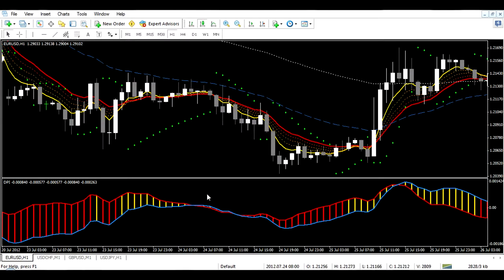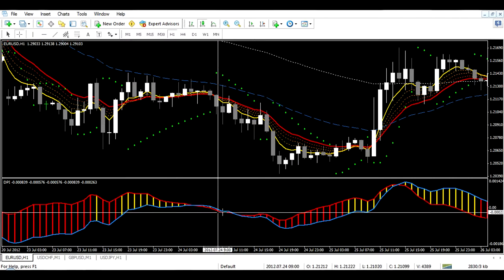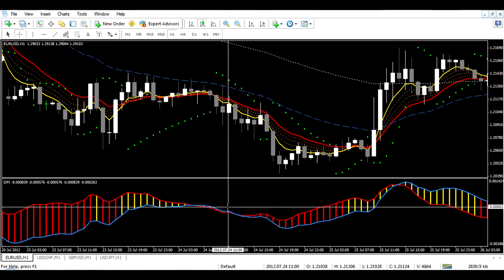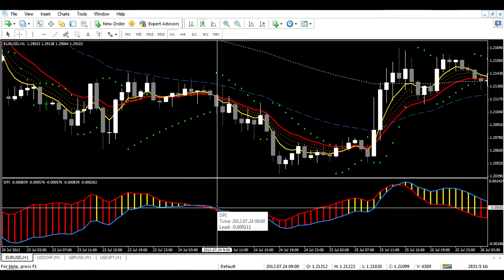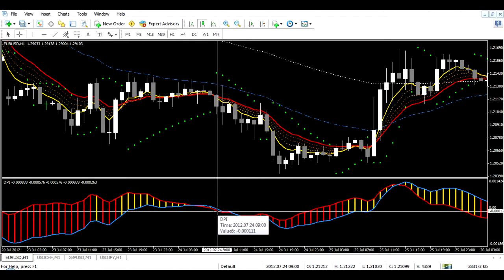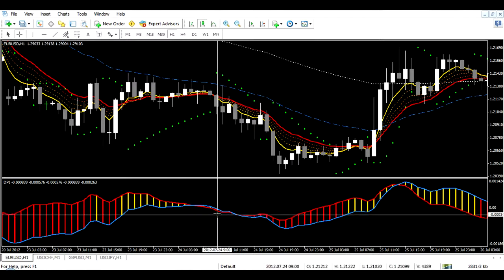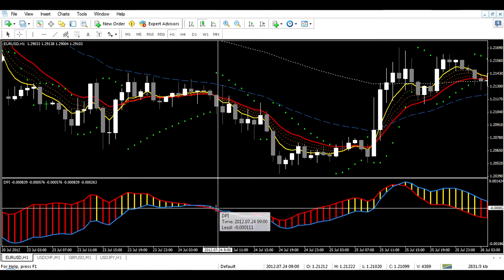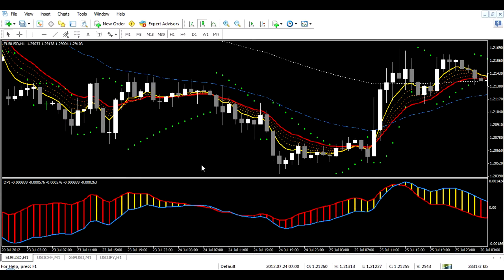Now, the DPI in this area is becoming a little difficult to see. So when we're looking at the DPI and you can't really determine whether the histogram is red or yellow because the two lines are so close together, we'll just take a quick look at the zero line. Once it drops below the zero line, then we're looking at red. We're looking at a short trade. If it's above the zero line, then we're looking at long. And this validates the short.